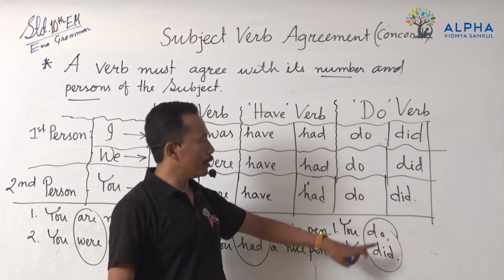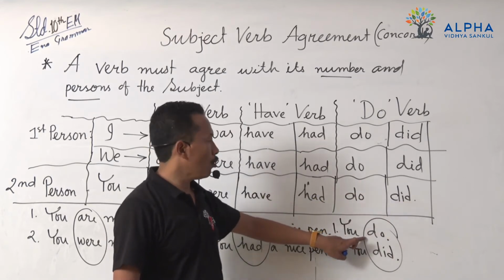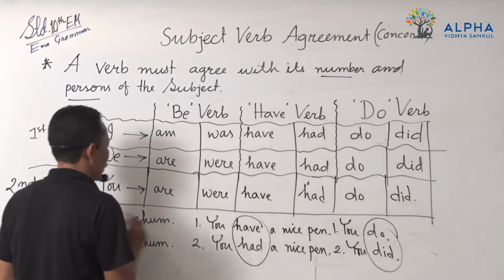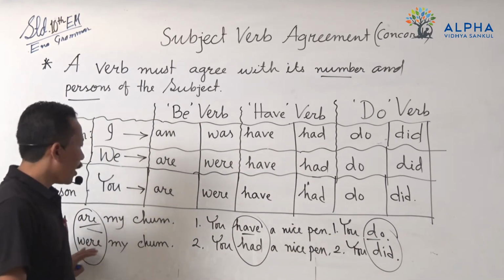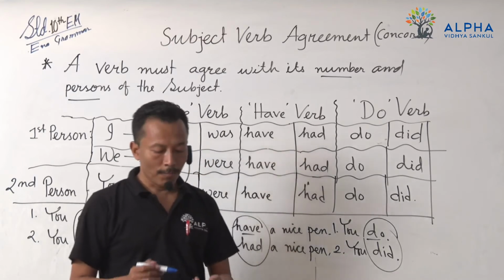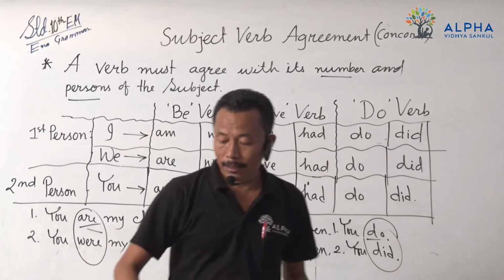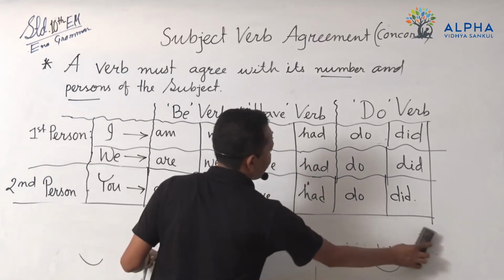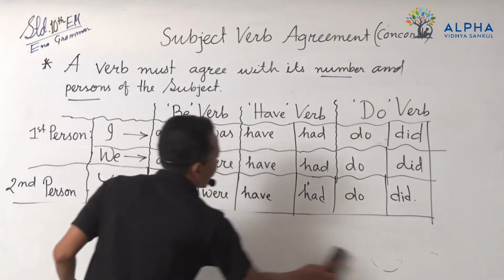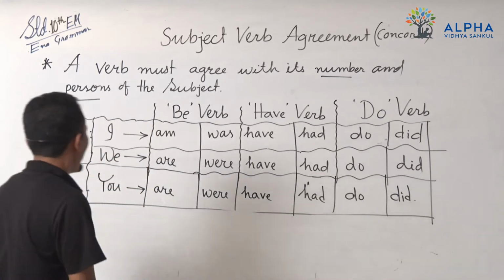And the above ones are all present tense, and the below, were, had, did, are for the past tense. Okay. And let me come to the third person, the plural.